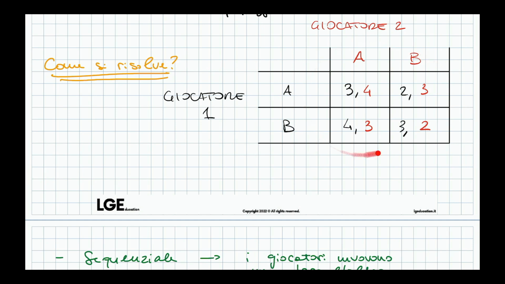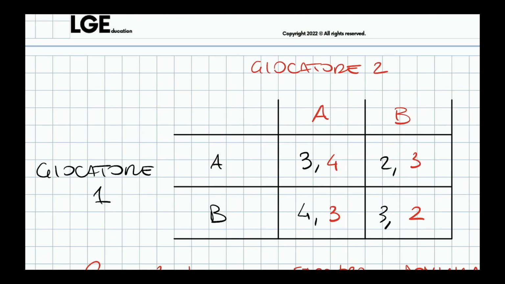How can we solve a game of this nature? Therefore, in order to solve this game, we must commence by choosing one of the two players involved in the game. Let's assume we select player 1. What is our course of action?